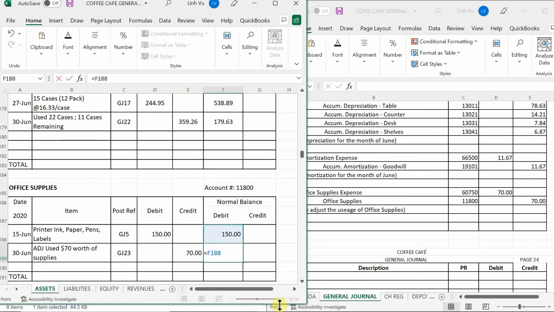So, right, 150 minus 70 is going to give you a balance of $80 remaining, which is exactly how much we have left on hand.